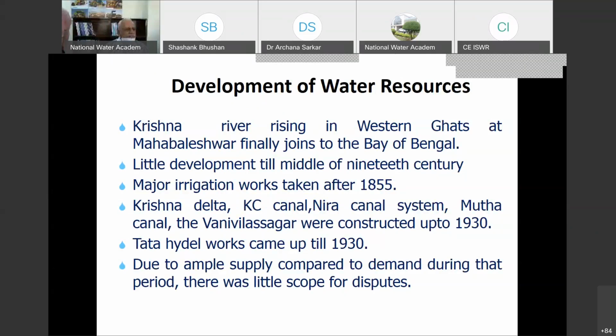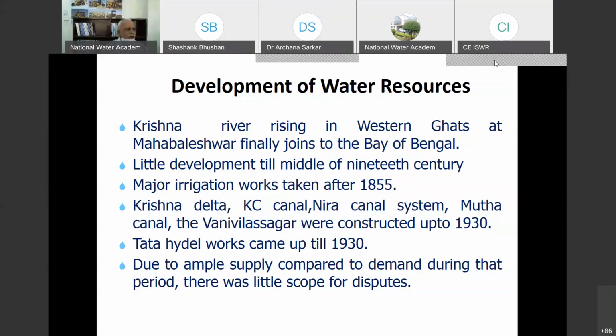So we were talking about how the major irrigation works started in 1855. The first development was Krishna Delta, then the Kundur-Kadapa Canal, commonly known as KC Canal. In the Bombay Presidency, Nira Canal development was started. Similarly, Mukha Canal development was started, and Bhavani Vilas Sagar construction was taken up.